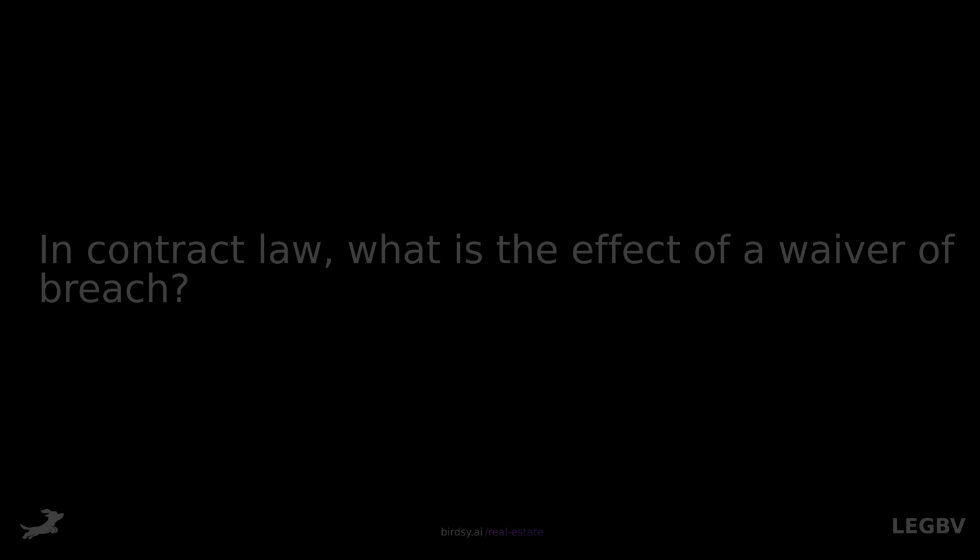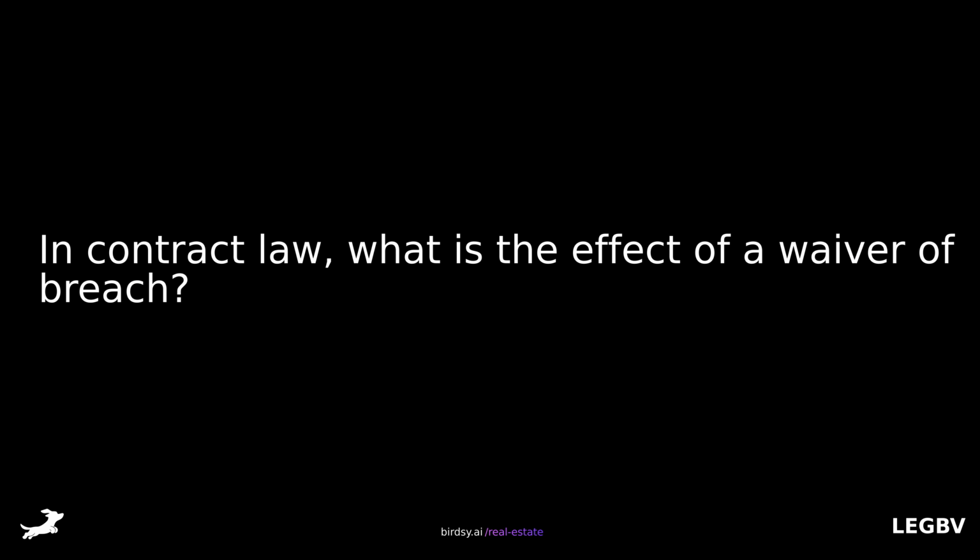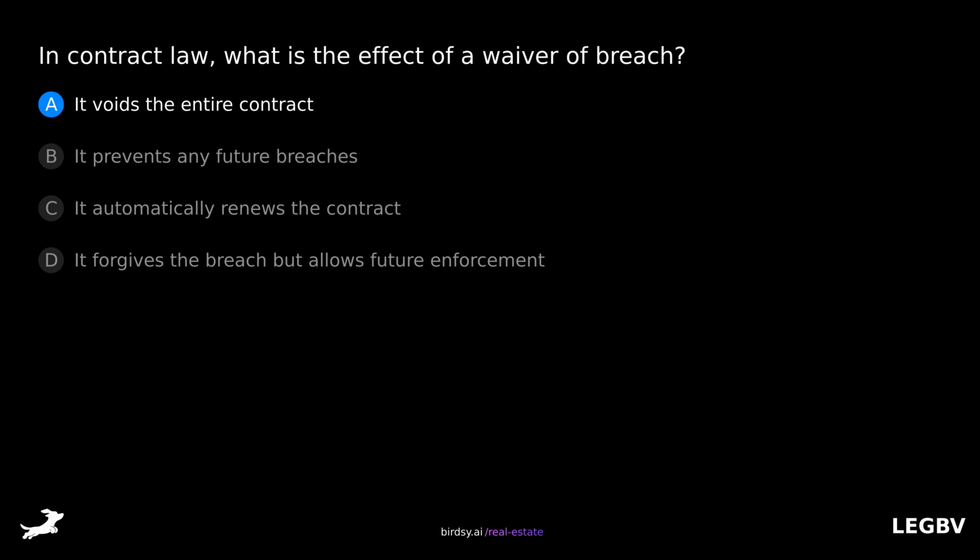In contract law, what is the effect of a waiver of breach? Is it A. It voids the entire contract? B. It prevents any future breaches? C. It automatically renews the contract? Or D. It forgives the breach but allows future enforcement? The answer is D. It forgives the breach but allows future enforcement.